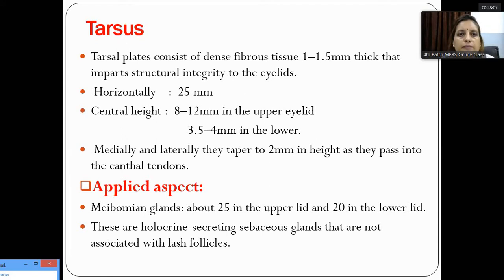So the tarsal plate consists of dense fibrous tissue about 2 mm thick, which imparts structural integrity to the eyelid. The tarsal plate is very thick in the upper eyelid, 2 mm, and in the lower eyelid it is 1 mm. So you will see the upper eyelid is thicker and firmer, and the lower eyelid is thinner.